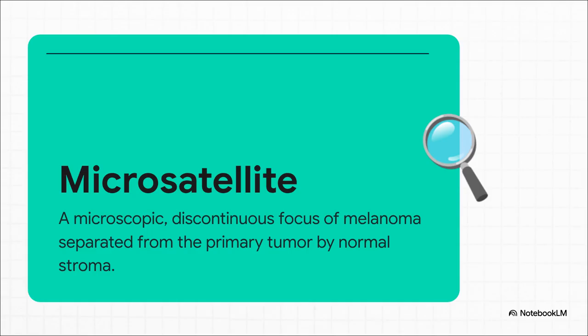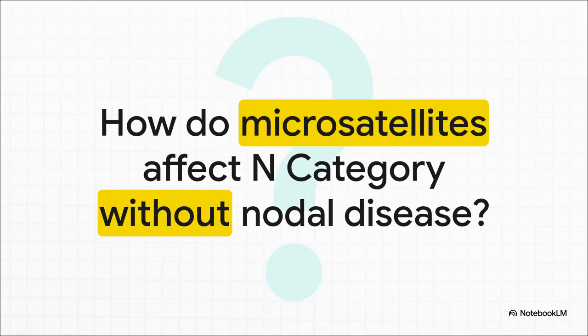You have to look at multiple levels to be sure it's really a separate focus and not just a weird tangential cut of the main tumor. So this brings us to a really critical and maybe counterintuitive point in staging. Here's the question: if you find a microsatellite in the skin, how in the world does that affect the node category, especially if the lymph nodes are totally clean? Well, the answer is a real game changer.